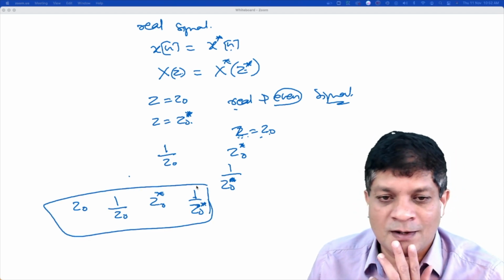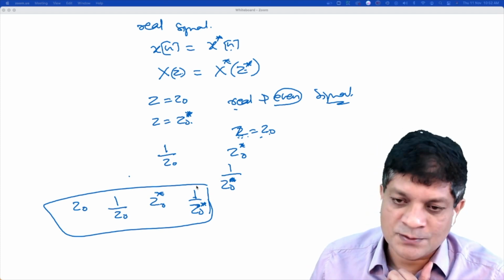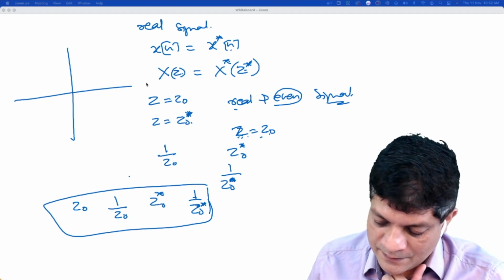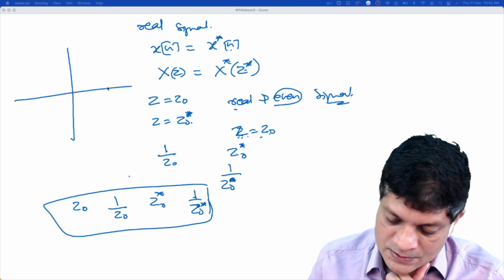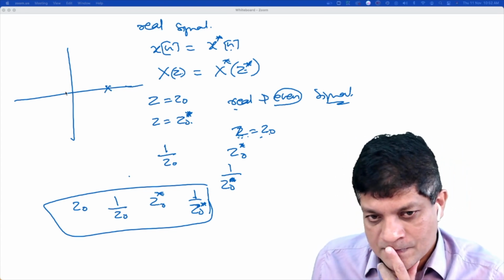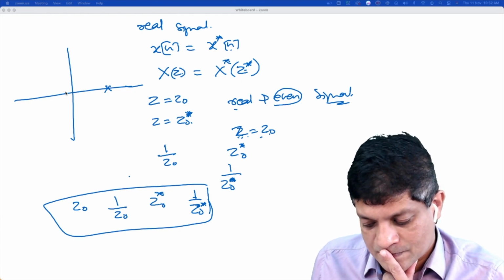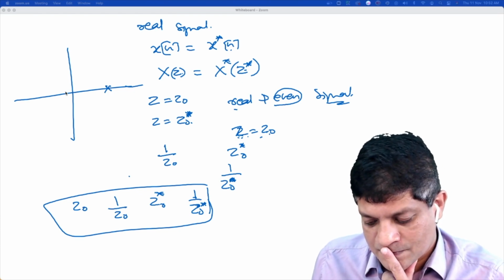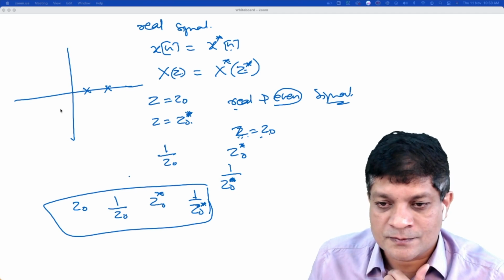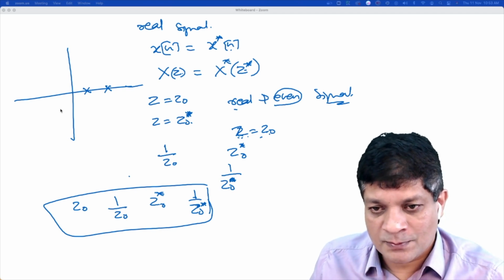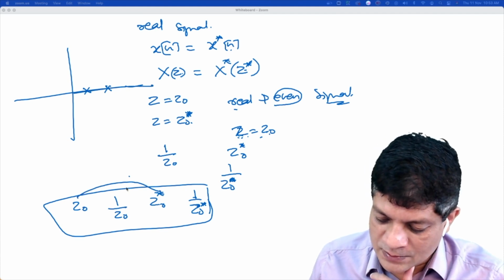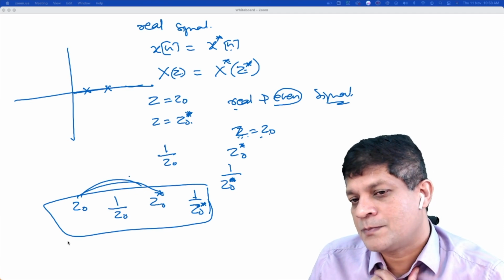And again it depends on the location. It is not necessary that 4 should be there. For example, if you are considering a pole, let's say here in the real axis, how many more poles will be there? 1. Or if it is real and even, there will be another pole here, isn't it? 2 poles. Yeah, 1 more pole. Because if it is real valued, then these two are the same. Okay, so it depends on the location.